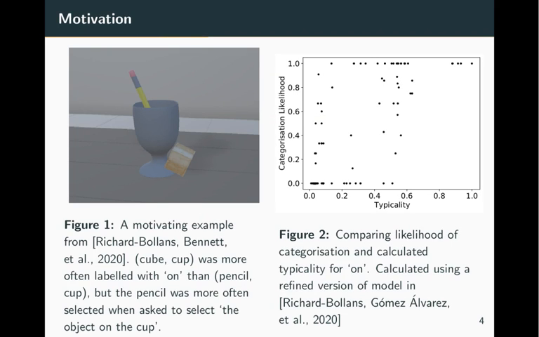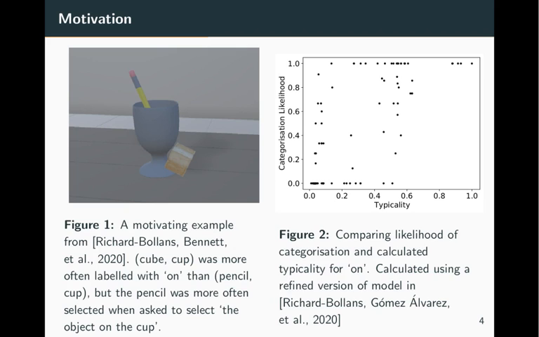To introduce what motivated this study, in some previous work we collected categorisation data and translated this into a model to process referring expressions. If we look at the example in figure 1 from this previous work, people were more likely to label the cube cup configuration with the preposition on than pencil cup. But when given the description, the object on the cup, people were more likely to select the pencil rather than the cube. And this sort of suggests a divergence of category and typicality judgments.